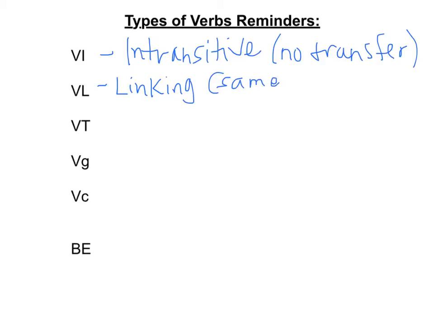VL. VL are linking verbs. And linking verbs are the same as an equal sign. Okay? So she is this, except that's a form of the be. She looked sick. It tasted great. It serves as a linking verb.